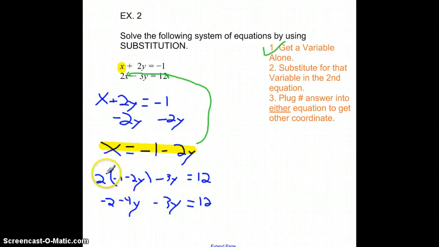Negative 2 minus 4y. That's from our distributive property. Bring our minus 3y down. Equals 12. Combine our like terms. Negative 4y, negative 3y is going to give us negative 7y. We have our negative 2 equals 12. Well, we've got to get y alone, so let's add 2 to both sides because it's being subtracted here. Plus 2, plus 2.